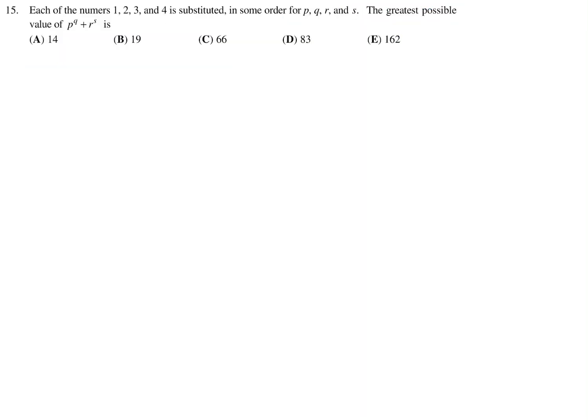Each of the numbers 1, 2, 3, and 4 is substituted in some order for P, Q, R, and S. The greatest possible value of P to the Q plus R to the S is... What's the greatest possible value of this? This is just, I think, trial and error. Just plug in some numbers and see what you get.